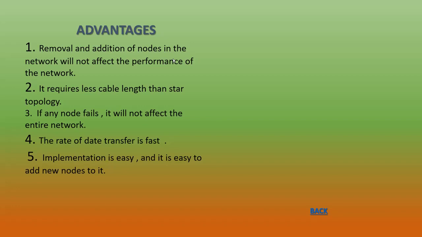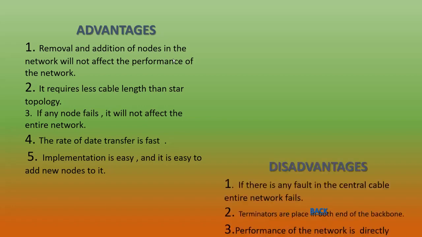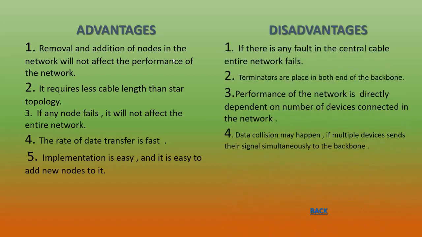If the number of systems is more in the bus topology, there is a chance of data collision. Data collision means all the devices are transmitting signals to the cable at once. So the performance of the network depends on the number of devices connected in the network. These are the main disadvantages of bus topology.